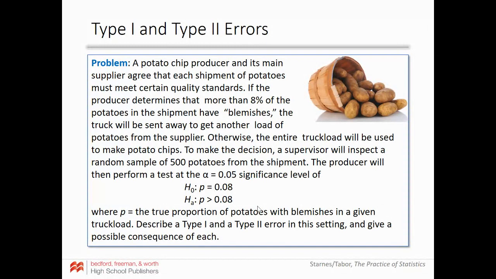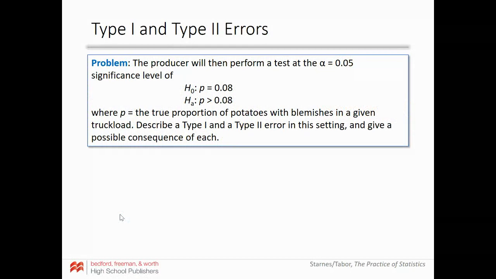The producer will then perform a test at the alpha equals 0.05 significance level, with H naught, or the null hypothesis, being that p is equal to 0.08, and HA where p is greater than 0.08. Because the person who's accepting these potatoes wants to see, is it larger than that? Because if it is, I don't want the shipment. And they tell us what p is. p is equal to the true proportion of potatoes with blemishes in a given truckload. And they ask us to describe a type 1 and type 2 error here.